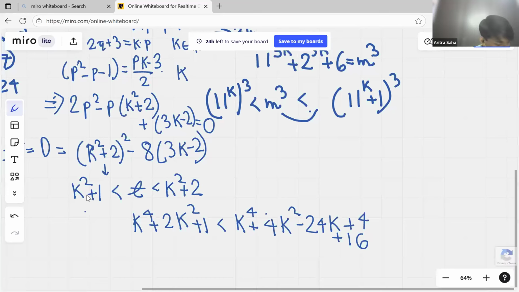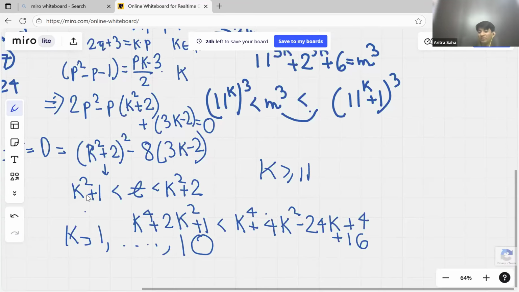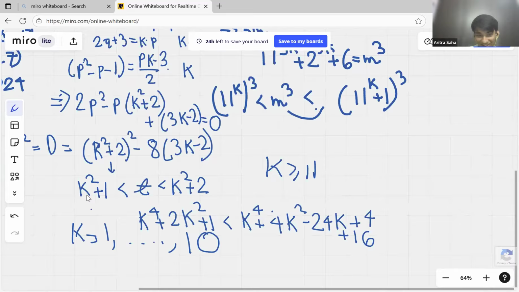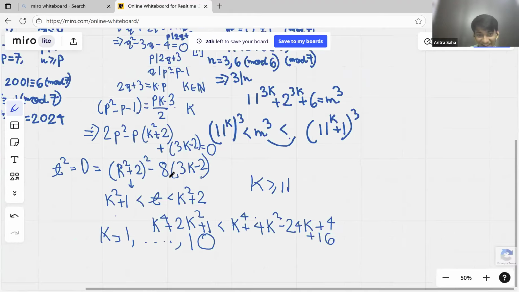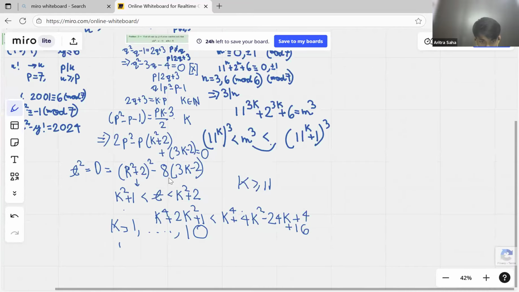In this case, I think for k greater than or equal to 11 this works. So you have to manually check k equals 1 to 10. This is homework for you; I'm not going to do it here, I'm just telling you the solution. For k equals 5, you will get p equals 30 and q equals 31, which is the only solution.